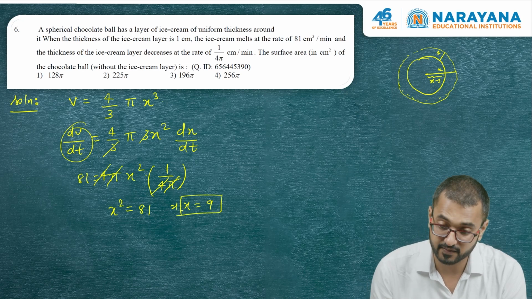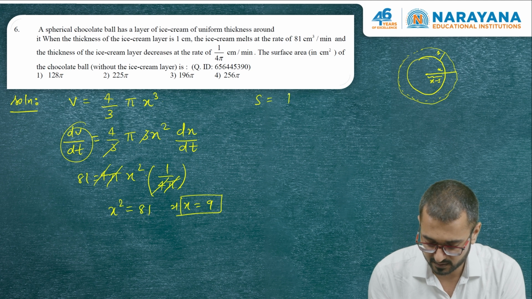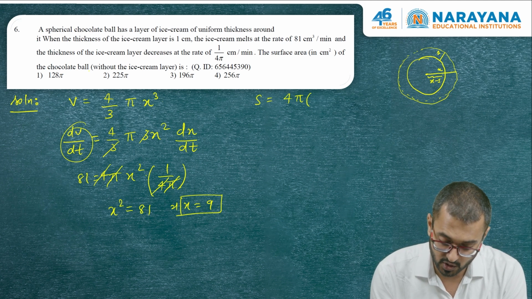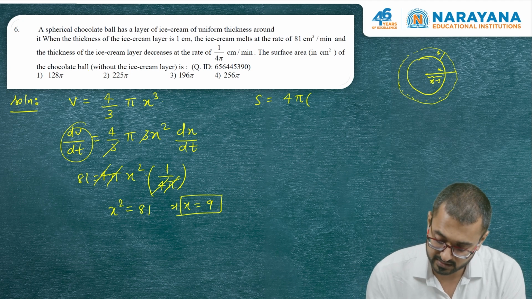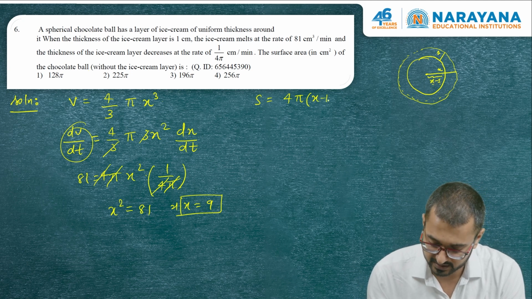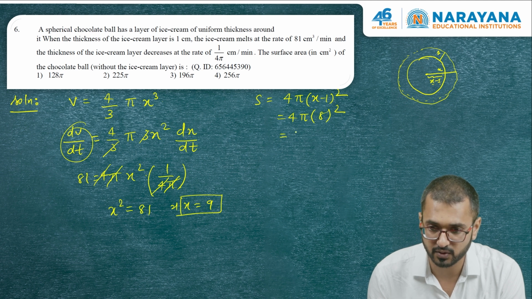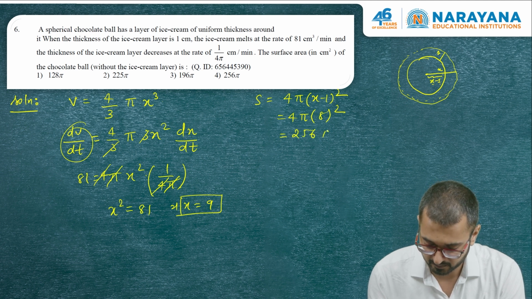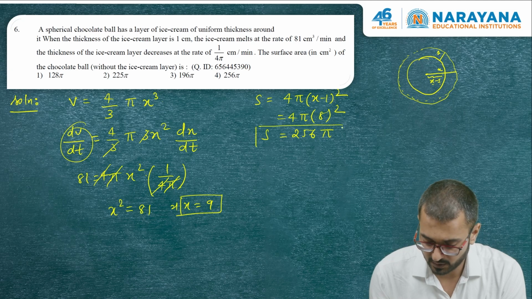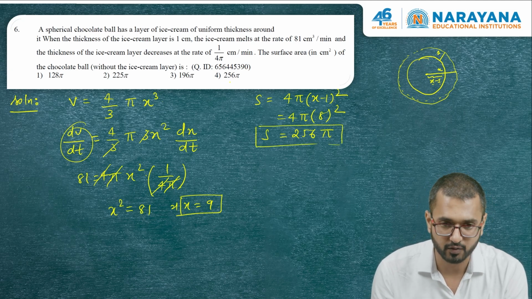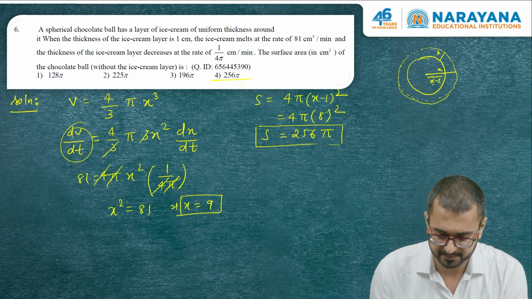And now they are asking for the surface area. The surface area of the sphere is 4 pi r square. We want only the surface area of the chocolate ball, without the ice cream layer, so the radius is x minus 1. Now x is 9, so this becomes 8 square, which is 64, into 4. So 64 into 4 is 256 pi. So the surface area is going to be 256 pi. So option 4 will be correct, 256 pi.